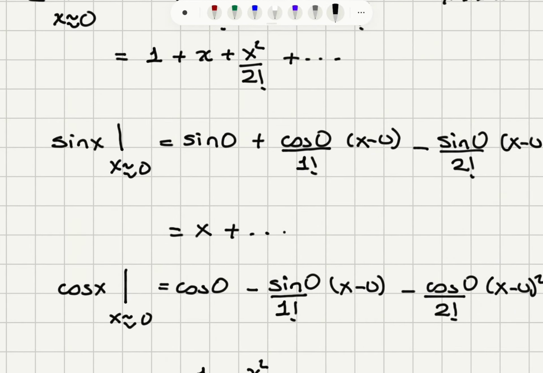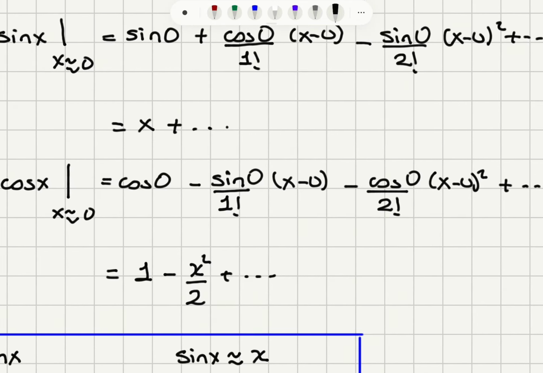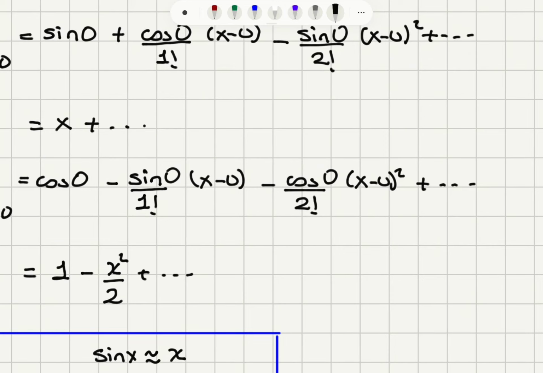Sine x behaves as x in the vicinity of x equals 0. For cosine, we have cosine evaluated at 0, which is 1. Take the derivative, we get minus sine x. Minus sine 0 is 0, so that doesn't give a contribution.